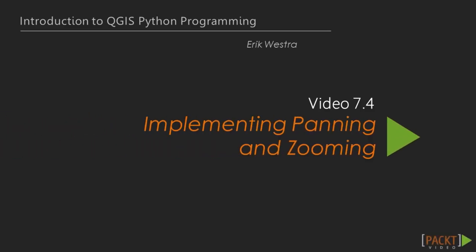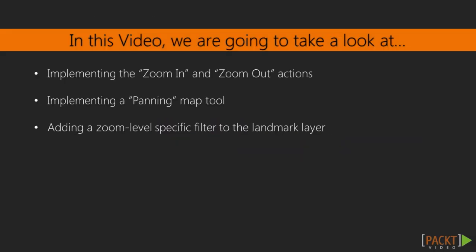In the previous video, we added a map canvas to our application, adding functionality to display a base map and the landmark map layer. We implemented the ability to toggle these on and off, and also added a label for each landmark. In this video, we will continue to add functionality to our application by implementing the ability to zoom in and out and to pan the map. Once we have zooming implemented, we'll then be able to add a zoom level specific filter to our landmark layer to avoid the problem we saw earlier where there are too many labels displayed at once, making the map unreadable.